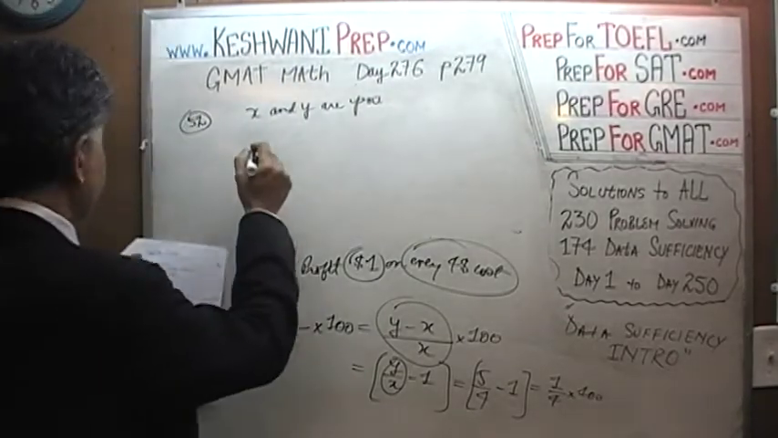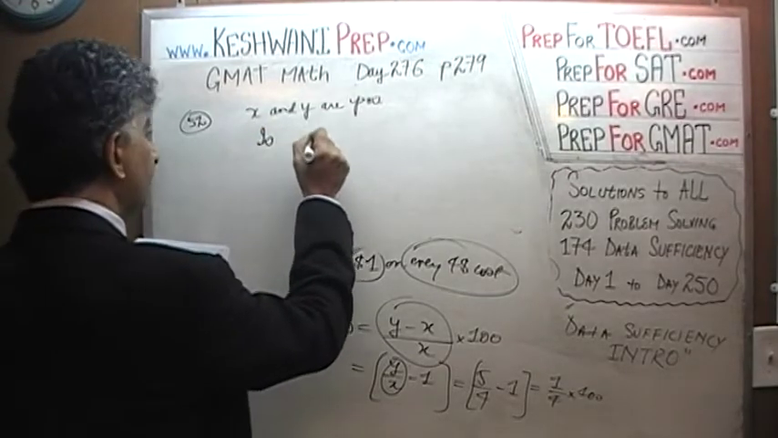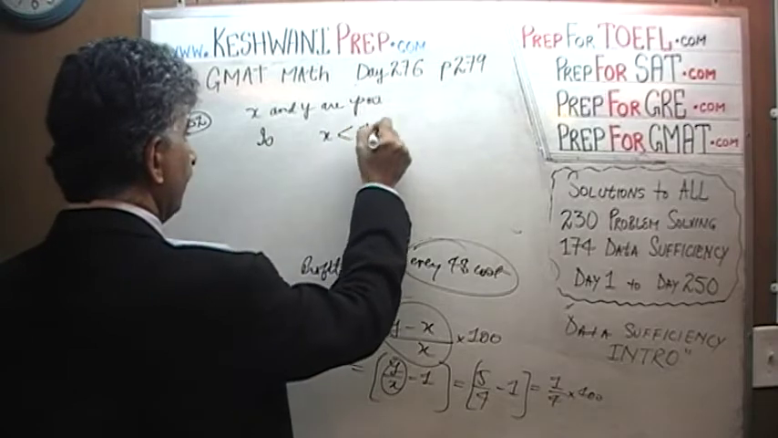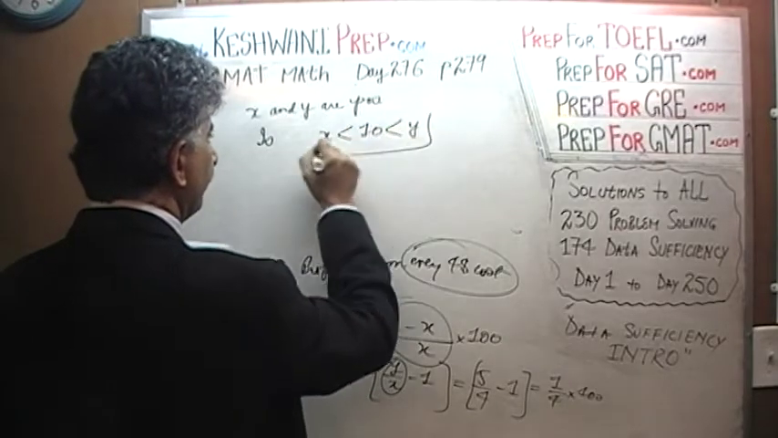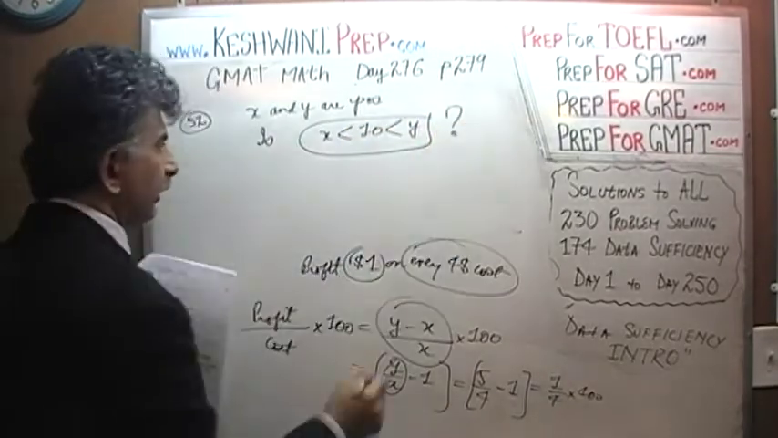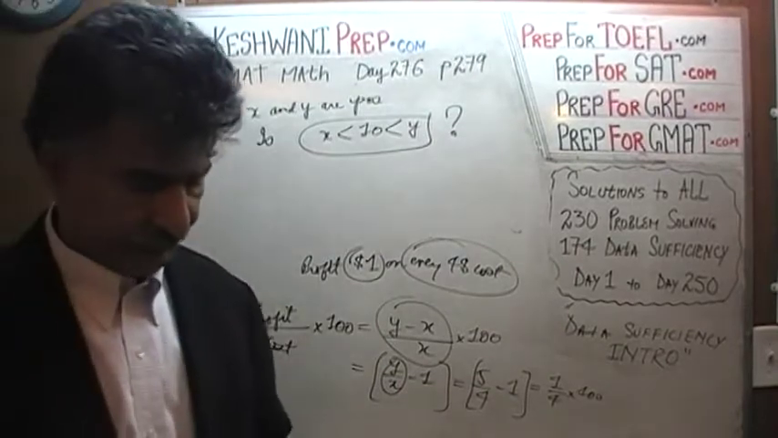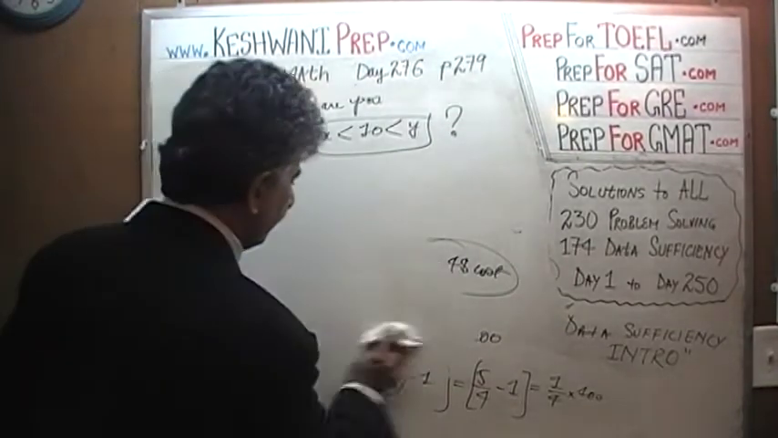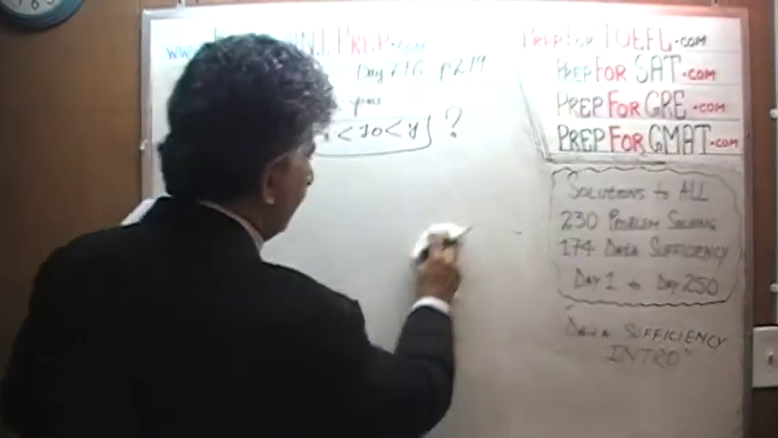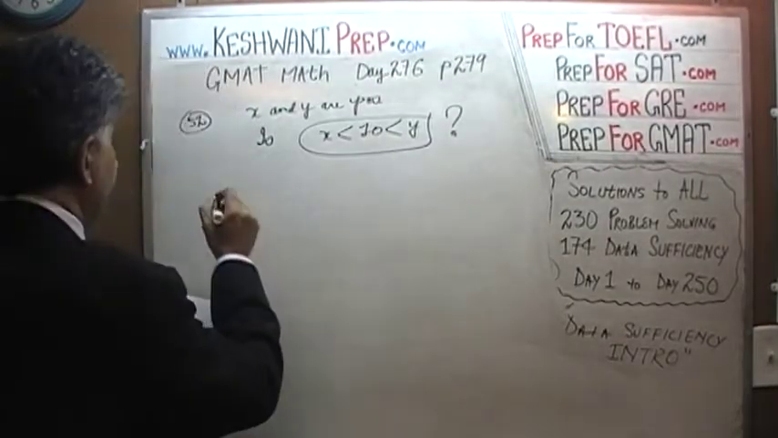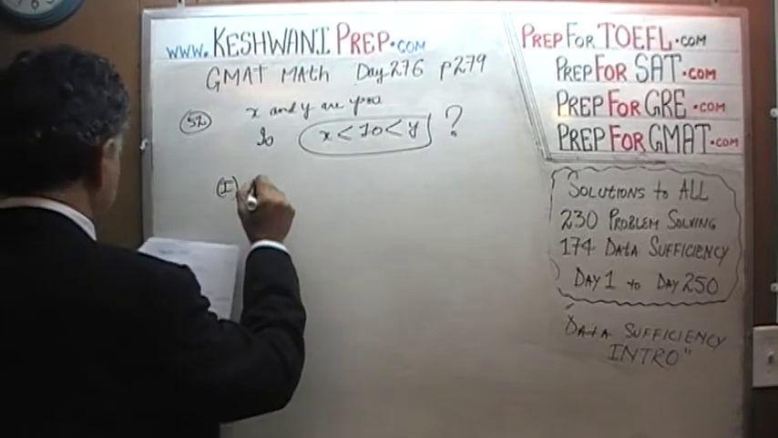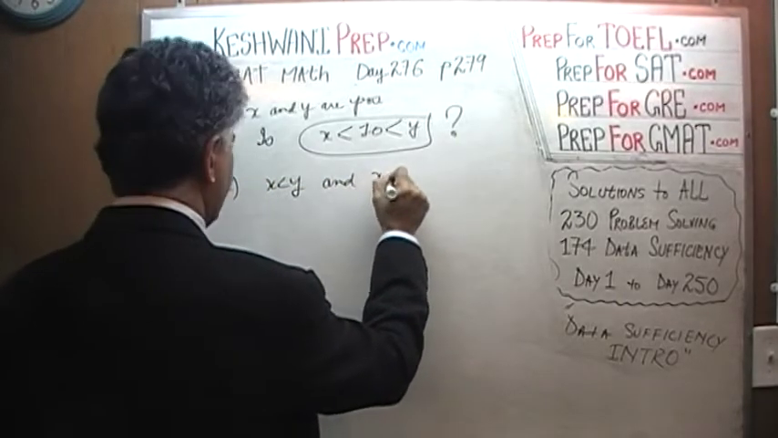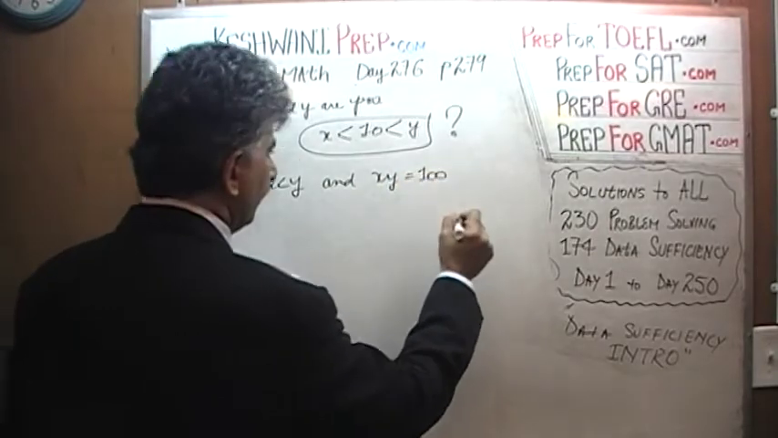The question is this: is x less than 10 and y more than 10? Very interesting question. Is this true? Let's find out, shall we? Let's look at the first statement. The first statement tells us that x is less than y and x times y is 100.